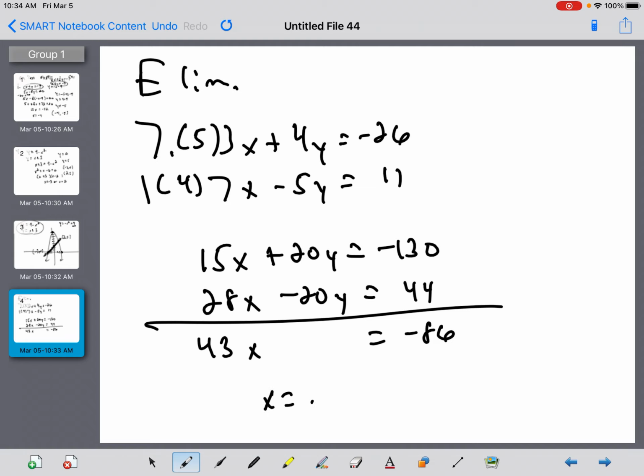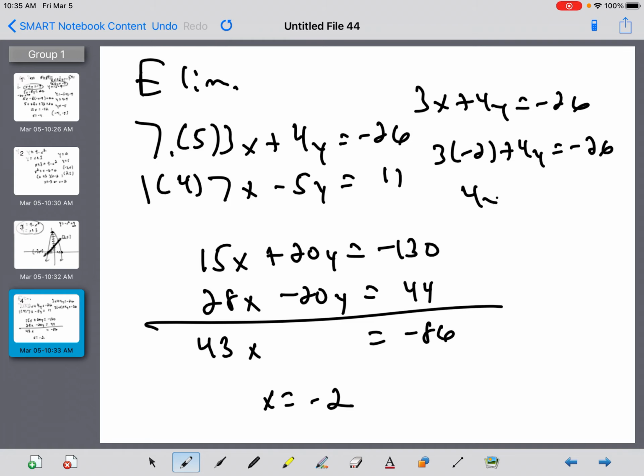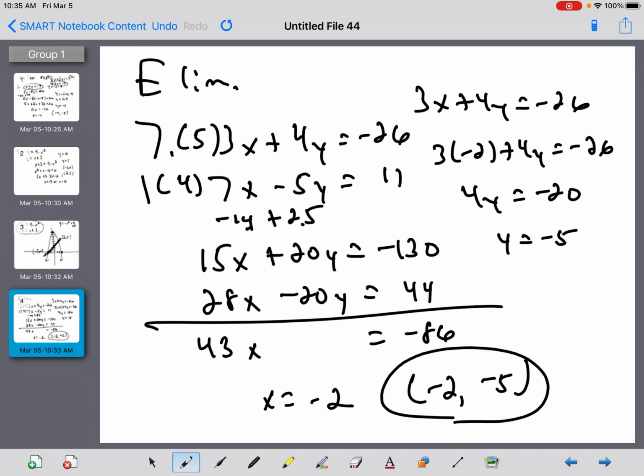So then x is going to equal negative 2, and then go back to one of your originals. 3x plus 4y equals negative 26. 3 times negative 2 plus 4y equals negative 26. This is negative 6. When I add it over there, it'll be negative 20, and y is equal to negative 5. And if I go check the other one, 7 times negative 2 would be negative 14, and this would be plus 25. And negative 14 plus 25 is 11. So my ordered pair answer is negative 2 comma negative 5. So that's solving by elimination method.